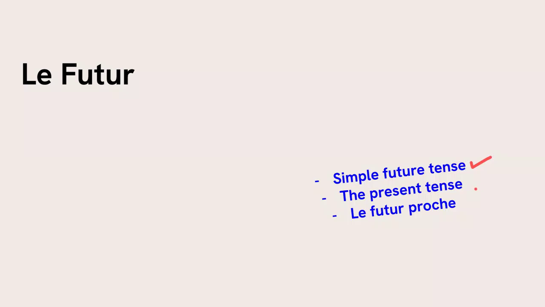So then, the present tense. Yes, you can use the present tense to talk about the future. Yes, it's possible. I'm going to show that to you. In the future proche. Yeah. But for this lesson, we'll be taking only the present tense and the futur proche. We're going to use just these two to see how to speak about the future.